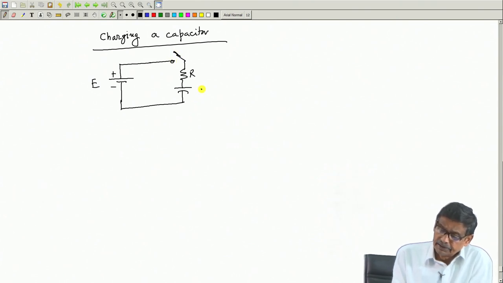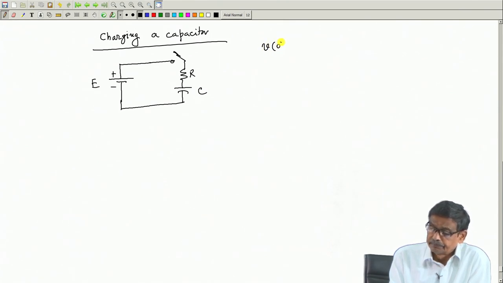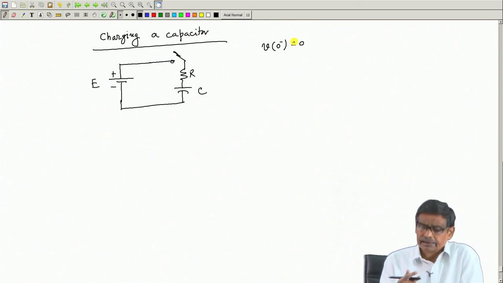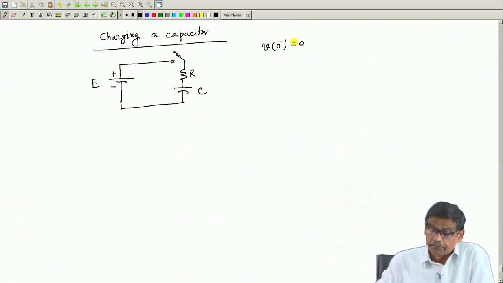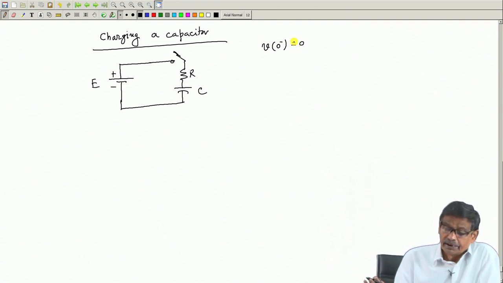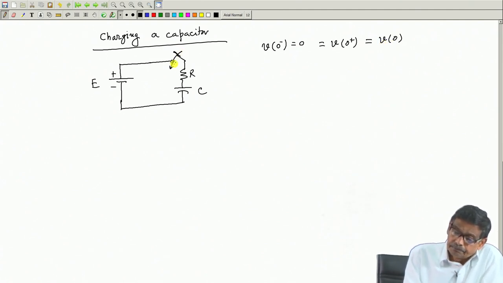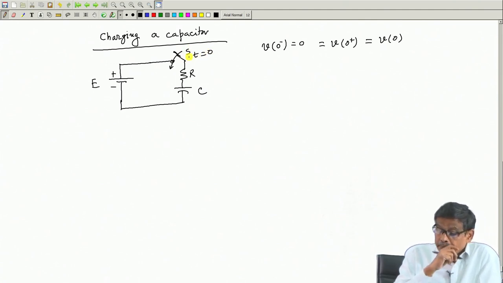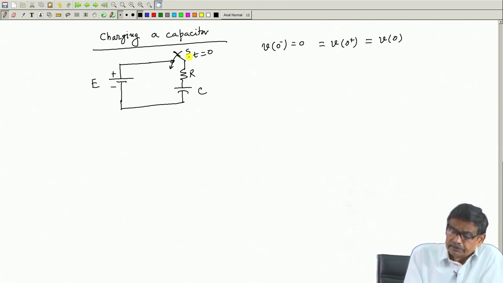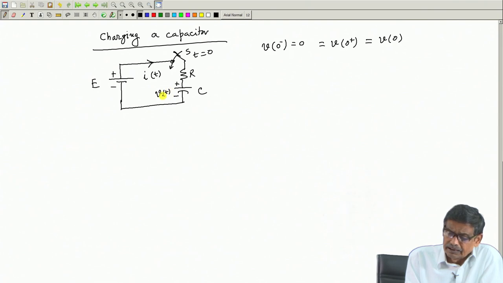And the capacitor was initially uncharged. Let us assume I never applied any current into the capacitor, never passed any current through the capacitor. So, V 0 minus was 0, which eventually means that this is equal to V 0 plus, and for all practical purposes this is V 0. Now, I will close this switch S at t equal to 0. If I do that, then I expect there will be some current flowing in the circuit at any time t, suppose this is I t. And if current flows, voltage will build up across the plate of the capacitor, and let me write it as V t, capacitor voltage.